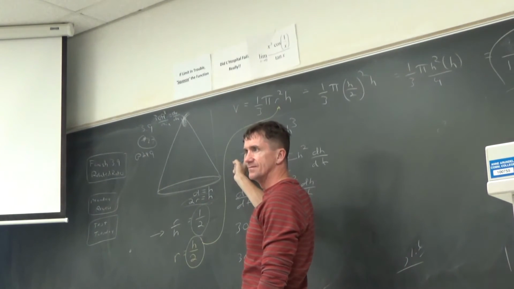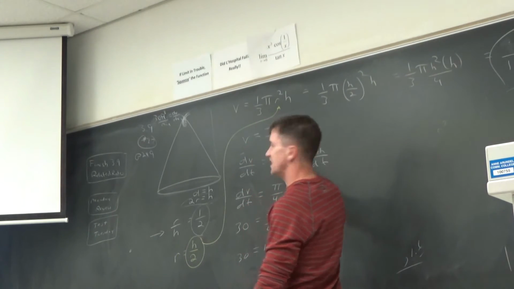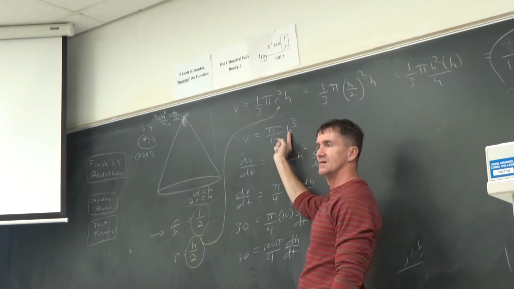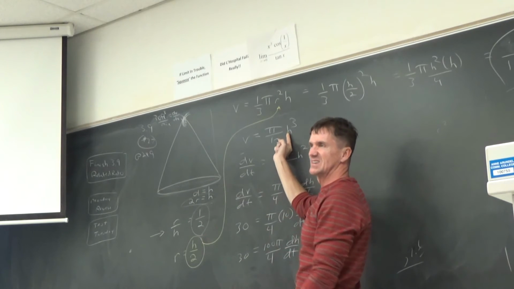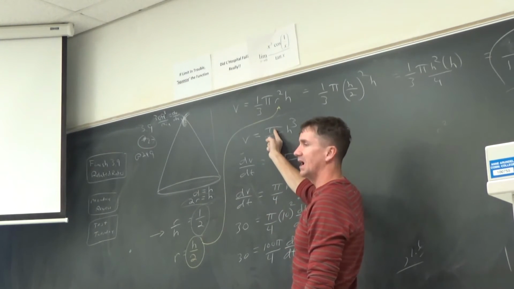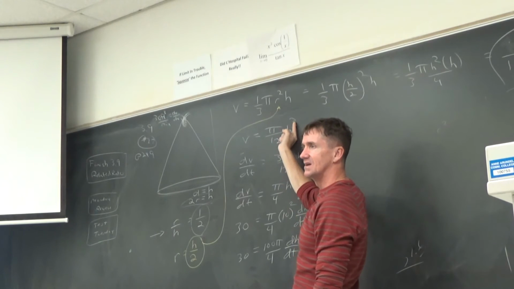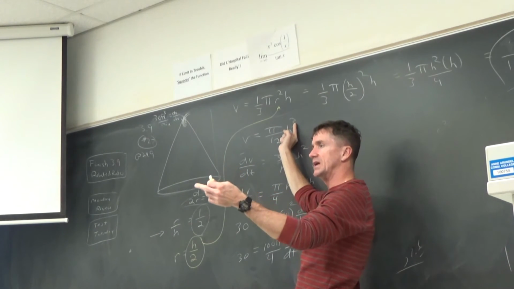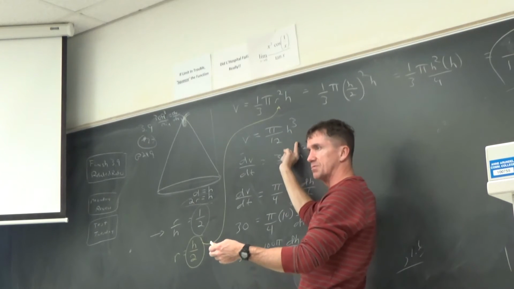That becomes dV/dt. But when you differentiate this with respect to t, we're applying the chain rule, because that's not a t, that's an h. Just do the power rule: 3 pi over 12 h to the second. And because of the chain rule, you multiply by the derivative of that letter with respect to t, so apply dh/dt.